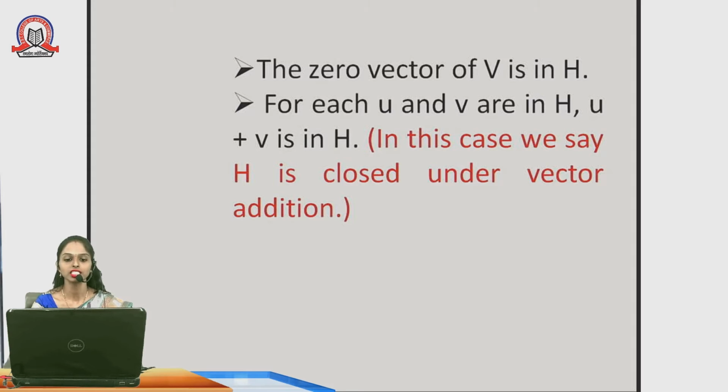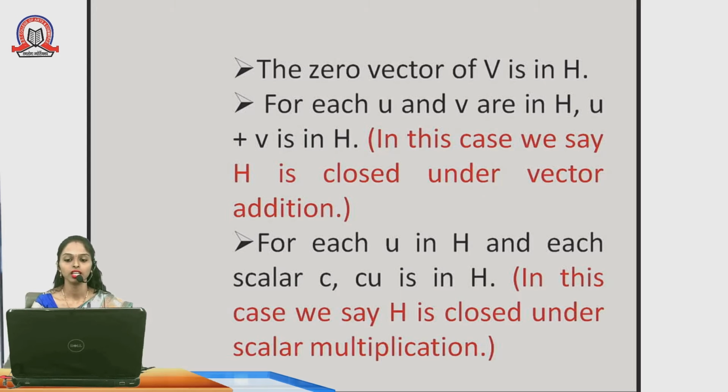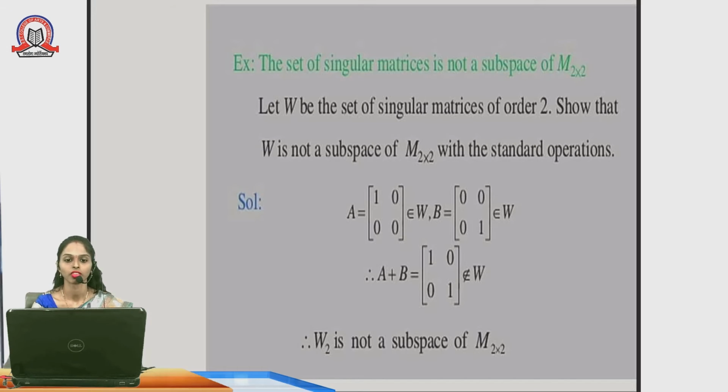That is, we say H is closed under vector addition. Next, for each u in H and each scalar c, cu is in H. This is closed under scalar multiplication. If all these three properties are satisfied, then we say that H is a subspace of the vector space V. First, let us see an example.